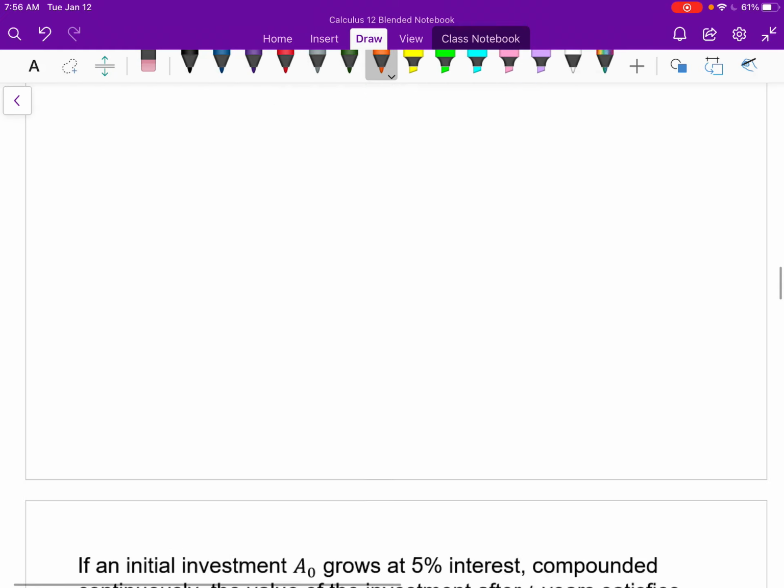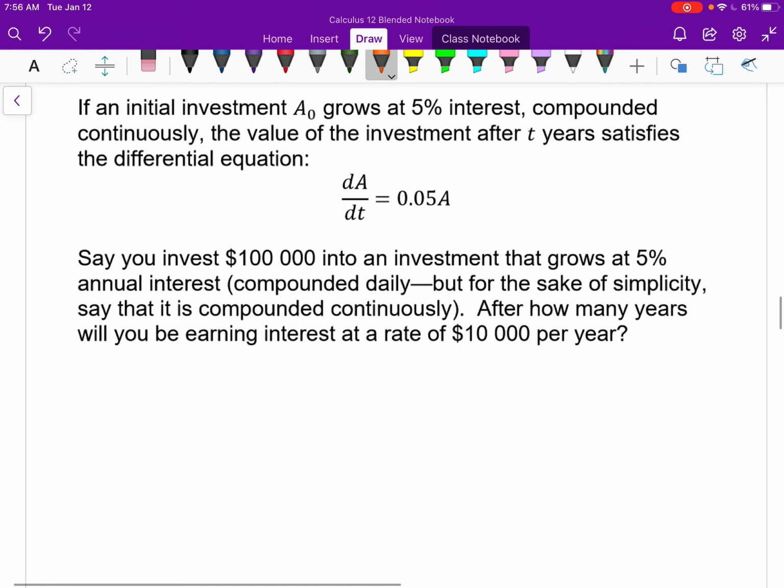All right, let's look at an investment. So if an initial investment of A0 grows at 5% interest and it's compounded continuously, the value of the investment after t years will always satisfy this differential equation, where again 5% is my constant relative growth rate, A is the amount of money at some point in time, and so this equation will always be true for this scenario here. So say I invest $100,000 in an investment that grows at 5%.